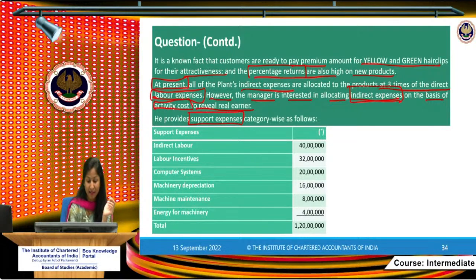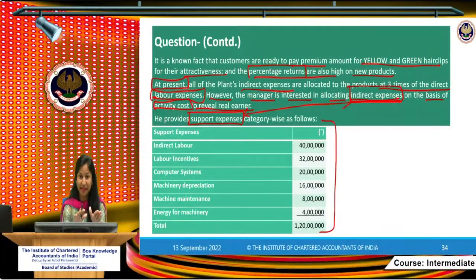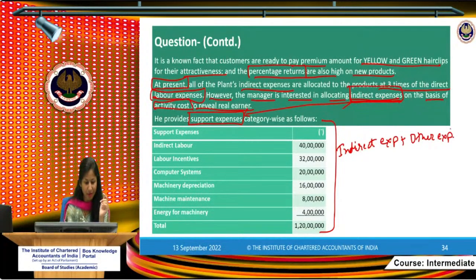Now, he is interested in allocating indirect expenses, but the information given below is the support expenses. Please mind, there is a gap in the question here. What is the gap? He is interested in allocating indirect expenses. Obviously, indirect expenses will be allocated based on activity, but the information given here is not only indirect, there may be some additional expenses. Don't get confused that these are all the indirect expenses. No. It is indirect expense plus other expense, because these are support expenses.